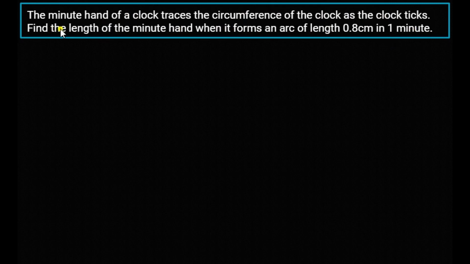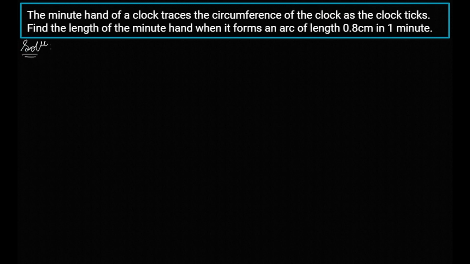So they have given here that the minute hand of the clock traces the circumference of the clock as the clock ticks, which means that the length of the minute hand is equal to the radius of the circle, as it is tracing the circumference of the clock as it ticks, that is, as it moves. So first let us write down our given data.